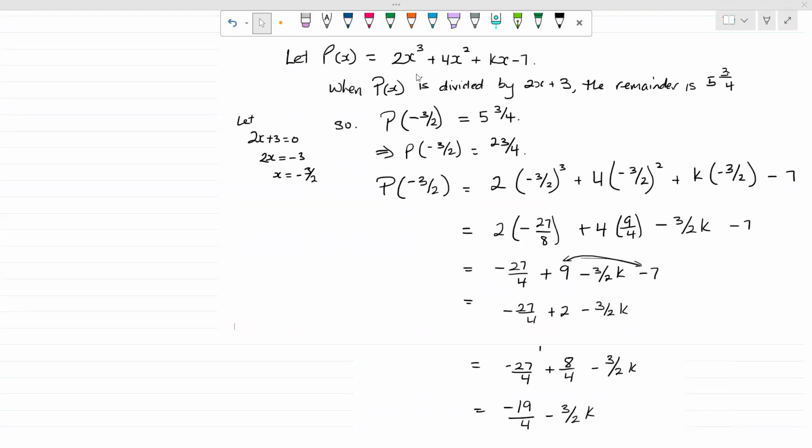We're seeing basically here, we could let our polynomial be equal to p of x. And when p of x is divided by 2x plus 3, the remainder is 5 3/4.